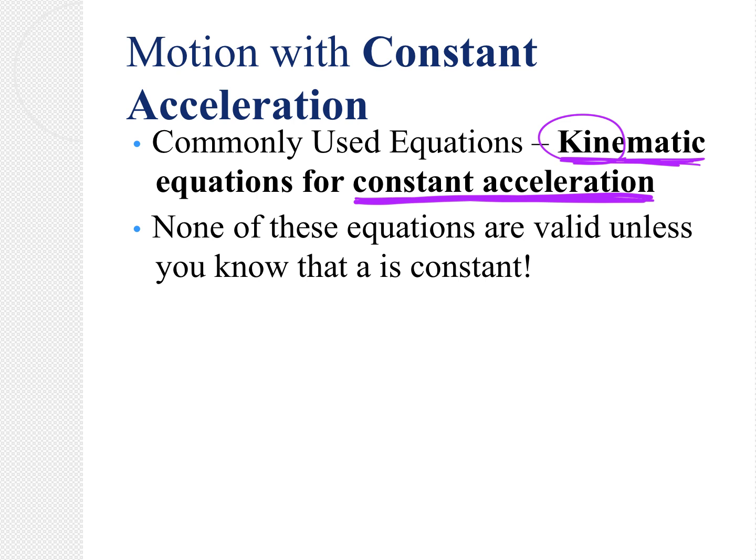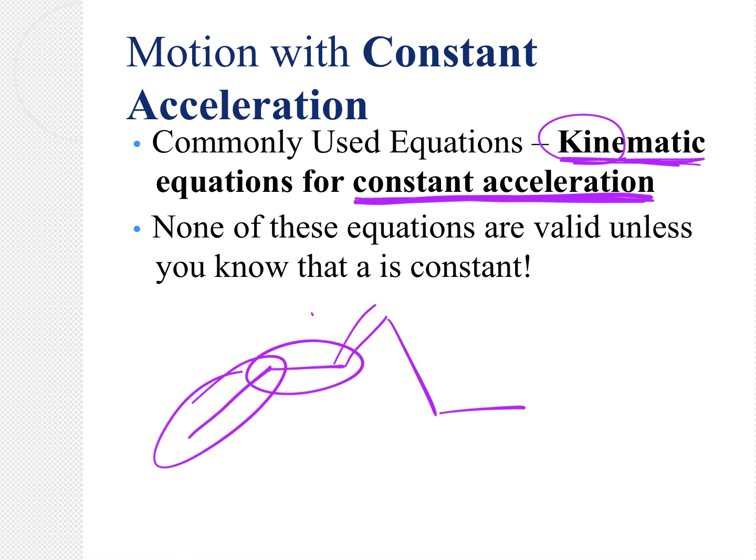If we have multiple parts of our motion, like where it speeds up, then it stays the same, then it speeds up again, then it slows down, right? If we have a motion that does all of these things, we have to solve it in parts. We can't lump all of that into one equation and solve it. We need a segment of time that has constant acceleration and we can solve that. Then we can move on and solve the next part.